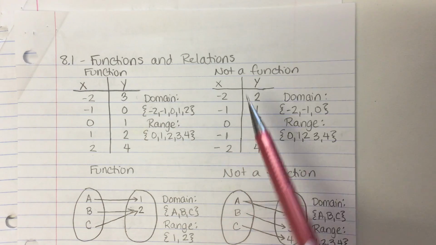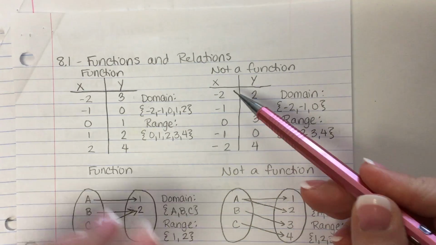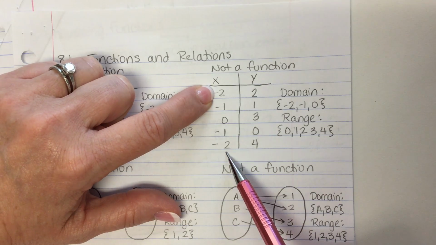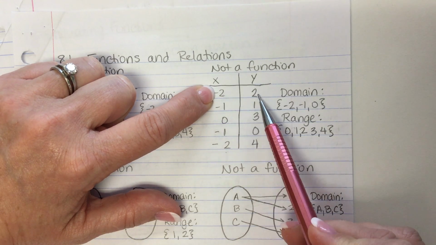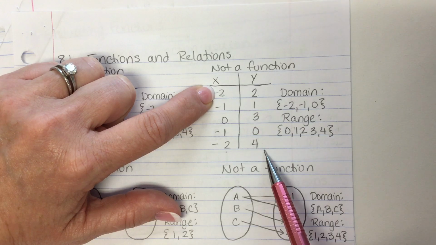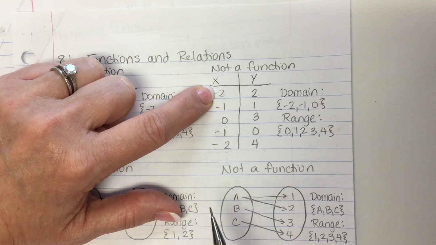If it's not a function, then you're going to have an input that's repeated. So over here, -2 is repeated. At -2, you have a 2, and at -2, you have a 4. Therefore, it's not a function.